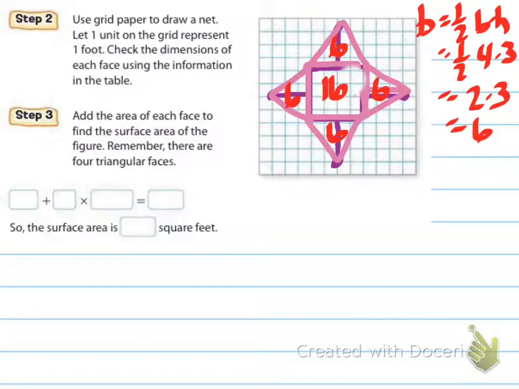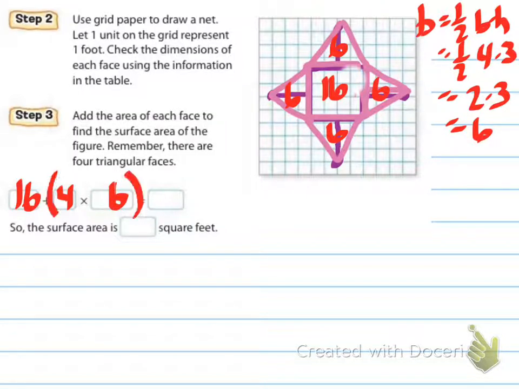So if I'm putting them all together, then I'm going to have 4 times 6 plus the 16, which is the square in the middle.